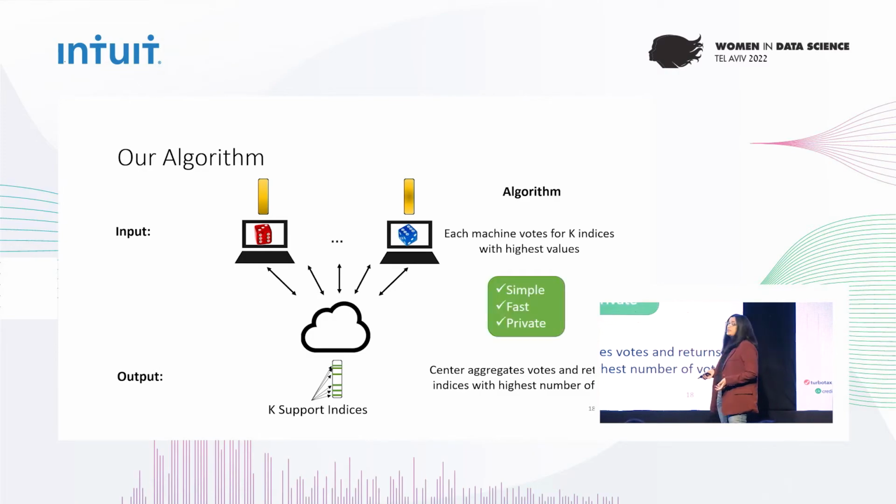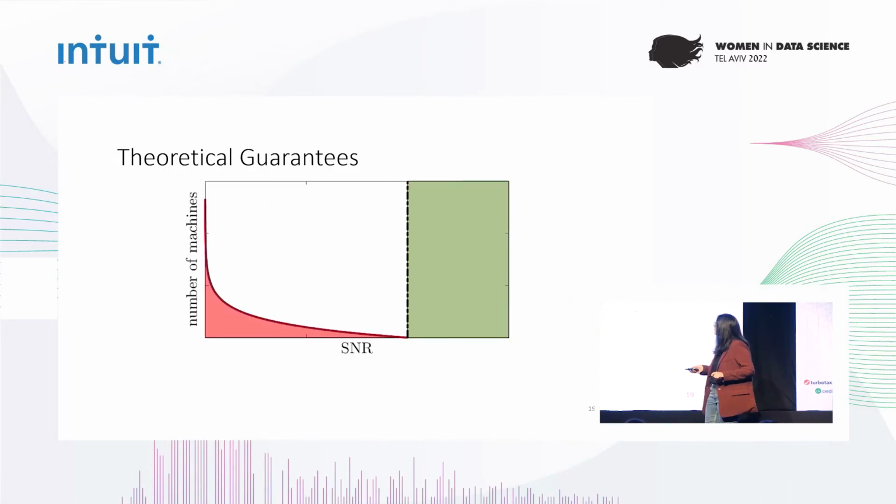A few things to notice here. First, this algorithm is very simple. I could explain it to you in less than a minute, and it's also pretty simple to implement. It's also fast. These calculations are simple, and it only requires one round of communication. And it's private because it only sends the locations of the non-zero values and not the values themselves.